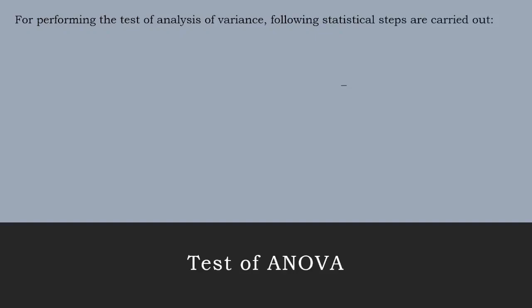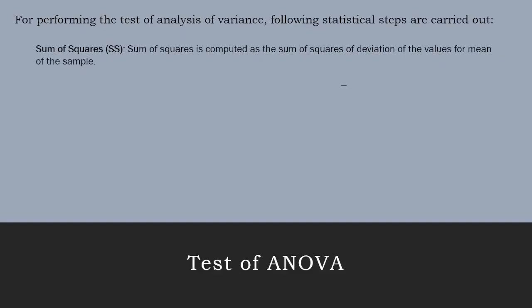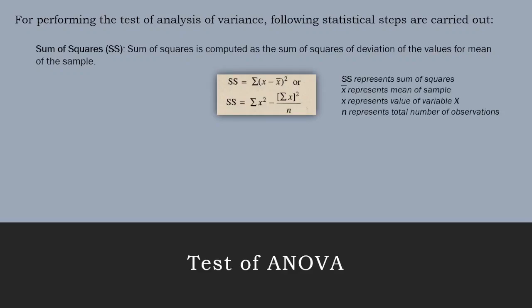Coming to the test of Anova. For performing the test of analysis of variance, the following statistical steps are carried out. For example, sum of squares. It is computed as the sum of squares of deviation of the values from the mean of the sample. It is denoted like this, where SS represents the sum of squares, X dash represents the mean of the sample, X represents the value of variables, and n represents the total number of observations.